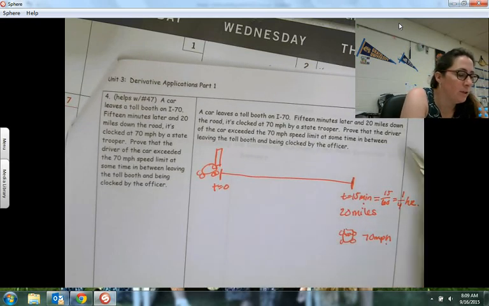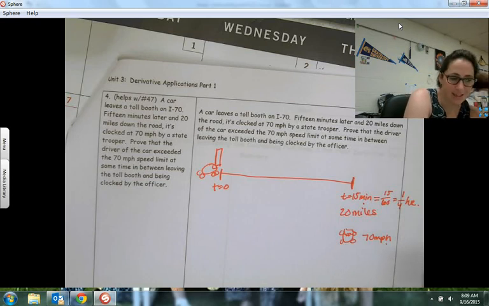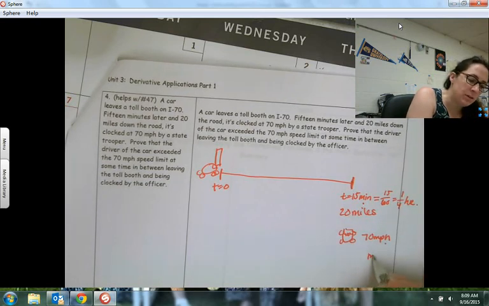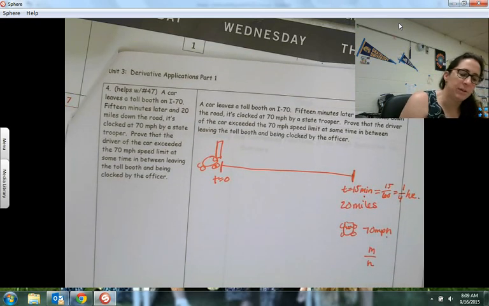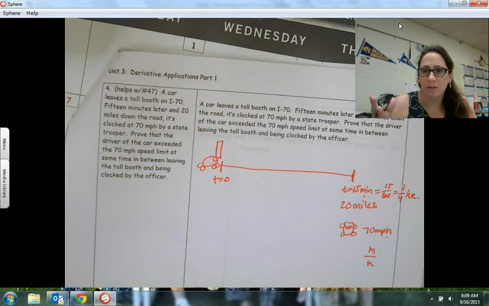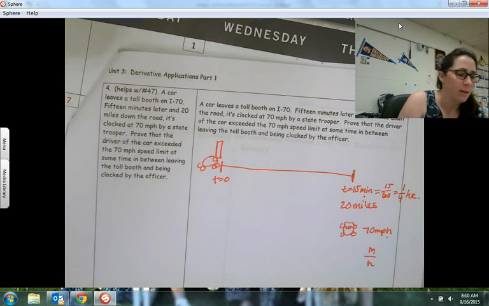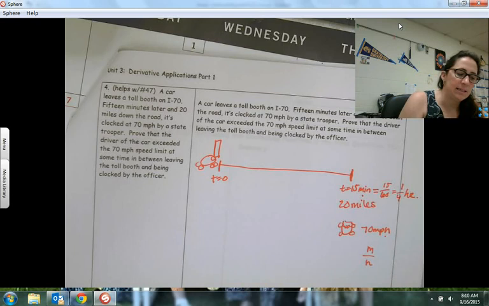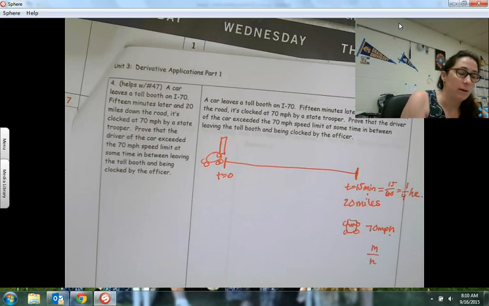So it says, prove that the driver of the car exceeded the 70 miles per hour speed limit at some time between leaving the toll booth and being clocked by the officer. If I talk about this miles over hours, I'm thinking the average rate of change versus the instantaneous rate of change. I want to show that at some point instantaneously he was over 70 miles per hour.